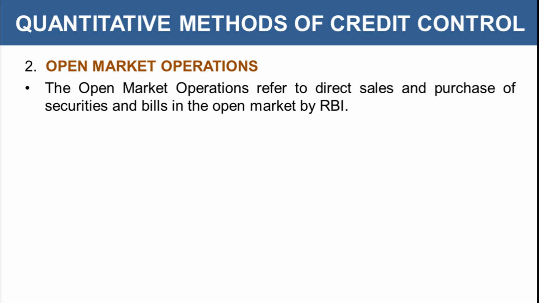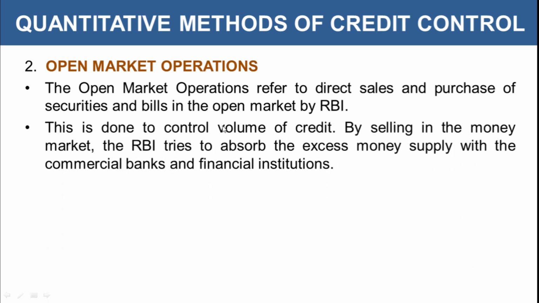Second is open market operation. The open market operation refers to direct sales and purchase of securities and bills in the open market by RBI. This is done to control the volume of credit. By selling in the money market, the RBI tries to absorb the excess money supply with the commercial banks and financial institutions. So, in the open market, when RBI sells these securities and bills, it encourages the commercial banks to buy these securities. And when commercial banks buy these securities presented by RBI in the open market, what happens? The commercial banks will have less funds with them.